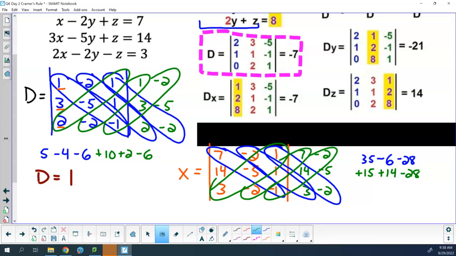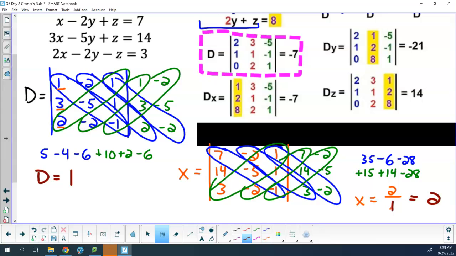So that's what, 29, 1, 2, 2. But that's over my 1 from before, so that means that X is 2. Agree with me on that? Okay?